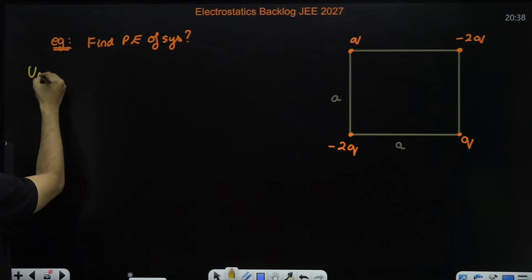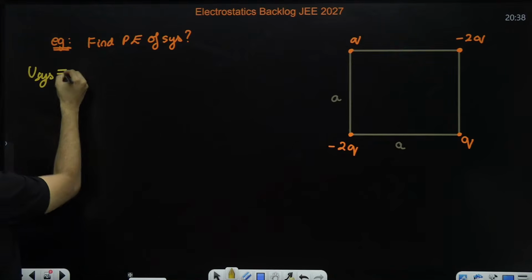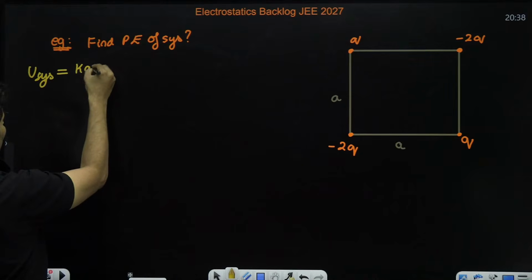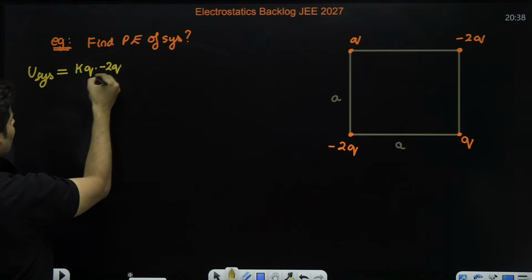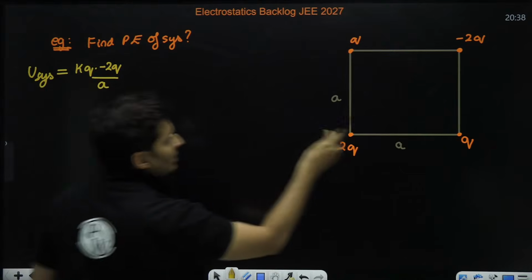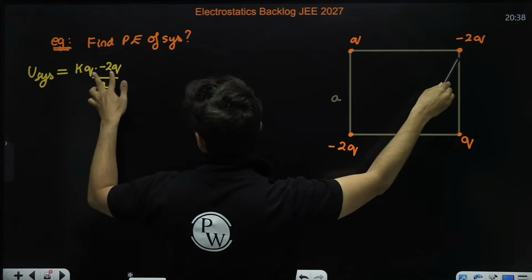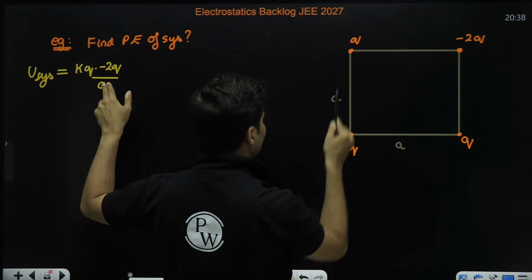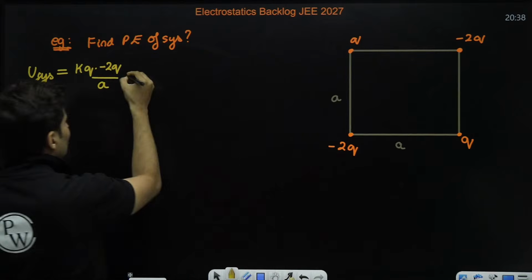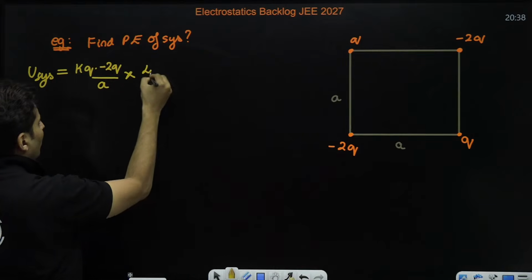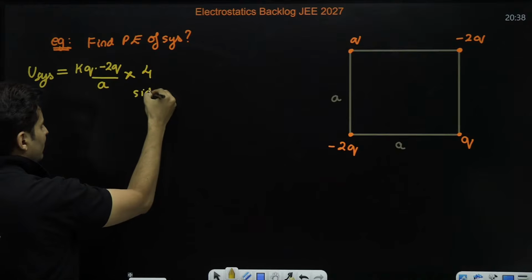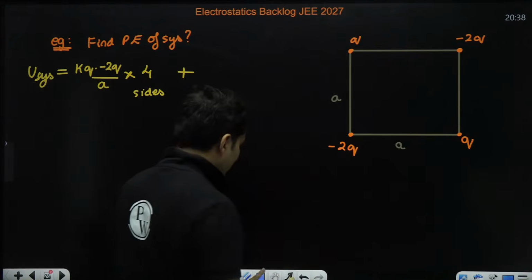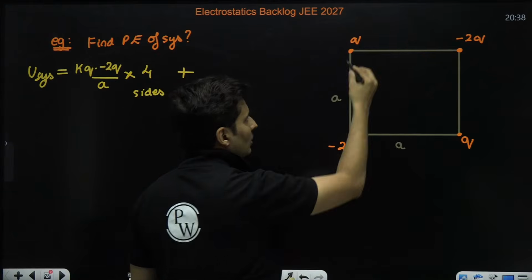So let's start with it. Potential energy of the system will be this with this: K, Q times minus 2Q divided by A. Again, this with this is going to be the same. This with this is also going to be the same. So can I just say this is going to come 4 times basically on the sides. Plus, now let's consider the diagonals, because the 4 sides are over.